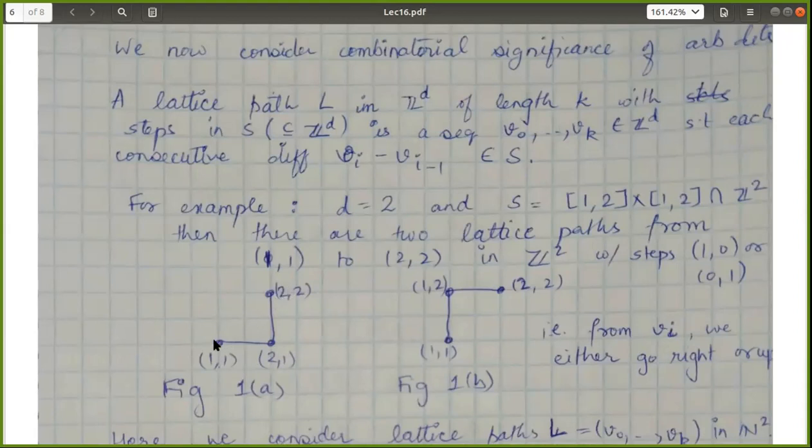First, you go from 1,1 to 2,1, then 2,1 to 2,2. So you have taken a right first and then an up. Or you would have taken an up first and then a right. Is there any other lattice path from the point 1,1 to 2,2?